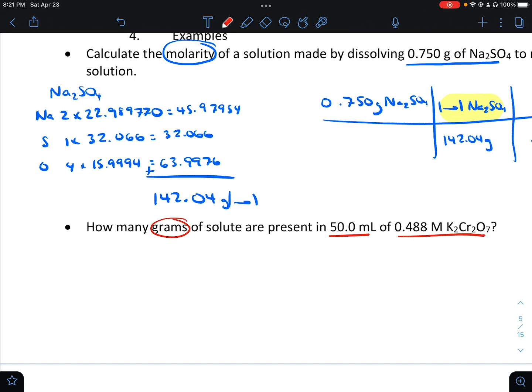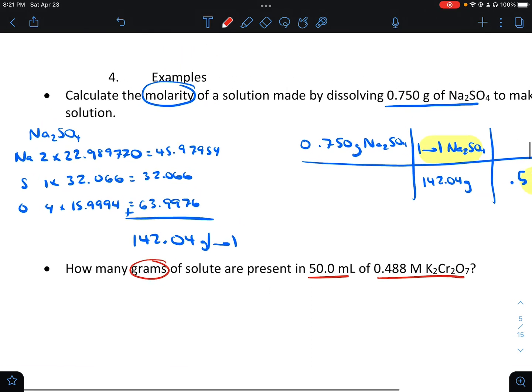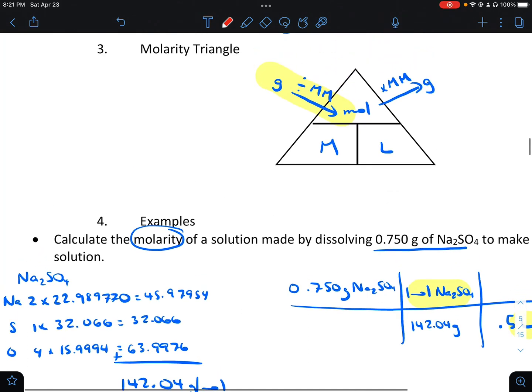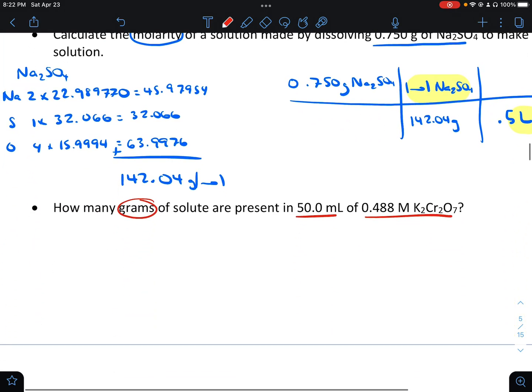If we remember, cover up what we're looking for up here. We're looking for grams. So we're looking for this up here. So we're looking for moles initially. Right, so we're going to take molarity times liters. So let's do that. Move our decimal 3 places. So we're going to take molarity times liters will equal moles.